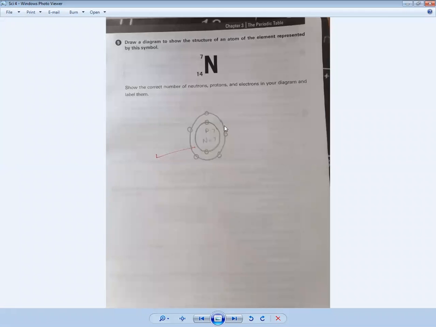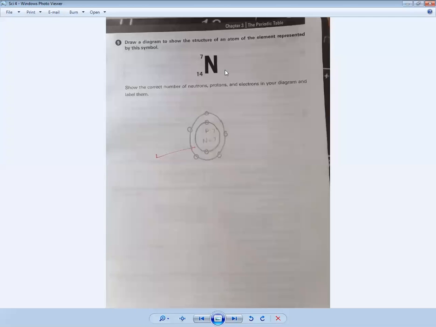Now come to the second circular path. In the second circular path, out of 7, just 5 are left. So we have put 5 electrons here: 1, 2, 3, 4, 5. So this is the complete structure of nitrogen. And in this question, they are also asking to draw the correct number of neutrons, protons, and electrons in your diagram and label them.